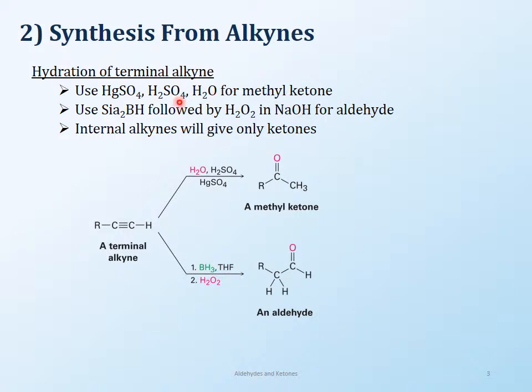If you have internal alkynes, then you will only get ketones because internal alkynes have no hydrogens on them. So if there are no hydrogens on them, then hydroboration and mercury sulfate will give you the same product, which is a ketone. There is no option for an aldehyde. Aldehydes are also terminal groups, so you can't get aldehydes inside. Okay, you have to have that on the terminal group.